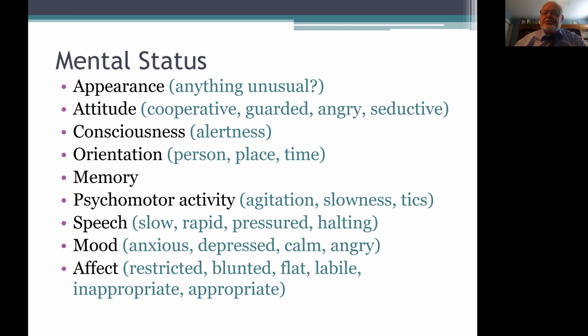Is their speech slow, rapid, pressured, or halting, or normal? Do they have mood that's anxious, depressed, calm, or angry? Is their affect appropriate or inappropriate? It could be restricted, blunted, flat, or labile.